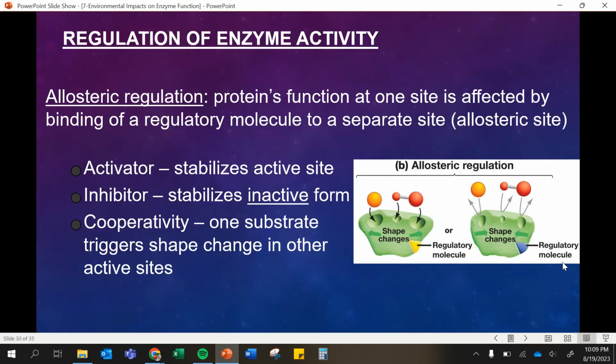Just some examples. Okay, but this is kind of our overview of enzymes and the different things we need to know about what enzymes are and how they can be regulated and the different things associated with it.